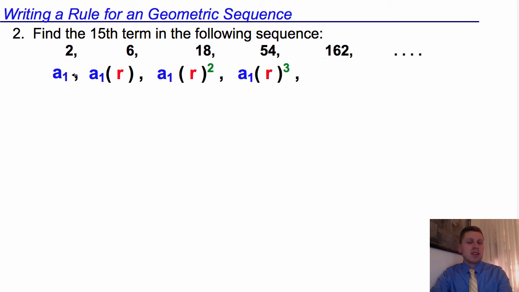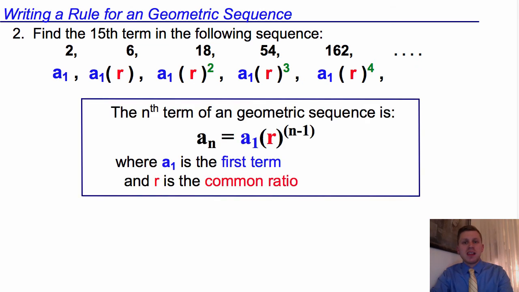Well, here I had a1 times really r to the 0, a1 times r to the first, a1 times r squared, a1 times r cubed. If you guessed a1 times r to the fourth, you'd be correct. So the fifth term had the common ratio to the fourth, the fourth term had the common ratio to the third, and the third term had the common ratio squared. Well, you may have guessed it, this formula here finds the nth term of a geometric sequence. Any term is represented by the first term times the common ratio to the n minus 1.